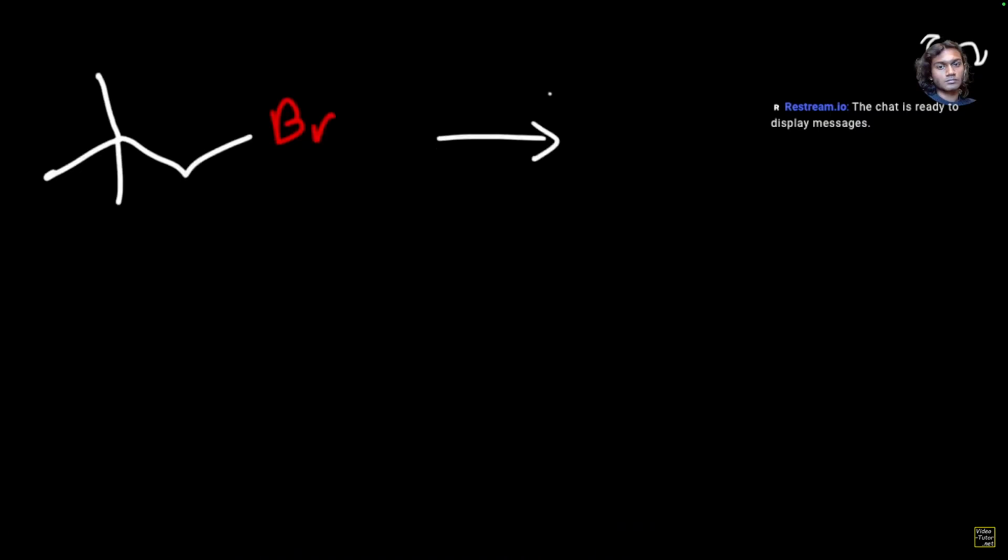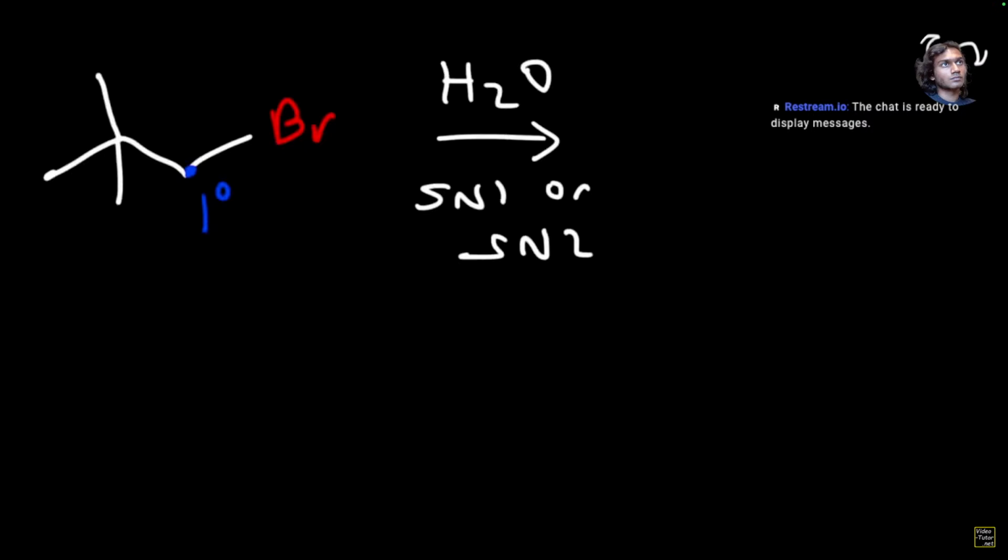So here we have neopentyl bromide. If we react it with water, will this undergo an SN1 or an SN2 reaction? Now we do have a primary alkyl halide. This carbon is attached to only one other carbon. And so primary alkyl halides do favor SN2 reactions. Now water is a weak nucleophile, and so that doesn't favor an SN2 reaction. Plus it's a protic solvent, which favors an SN1 reaction.